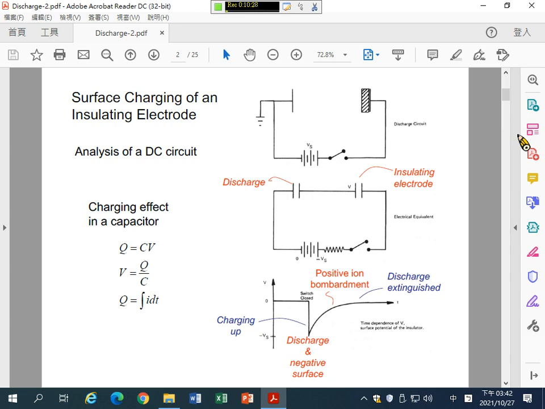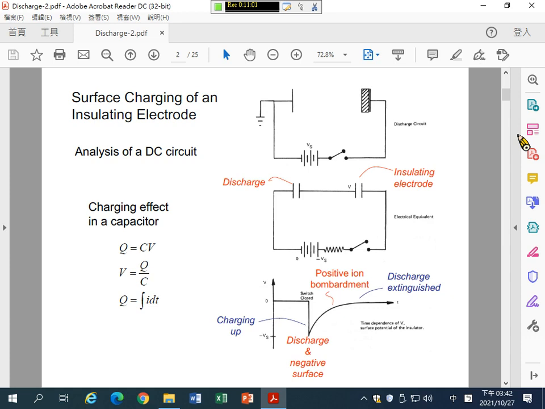A virtual electrode. Okay, and we can write this equation in another way: V equals Q divided by C. Okay, and for this piece of insulating material, the capacitance is a fixed value. So the amount of charge is proportional to the voltage on the surface, or charge up voltage.